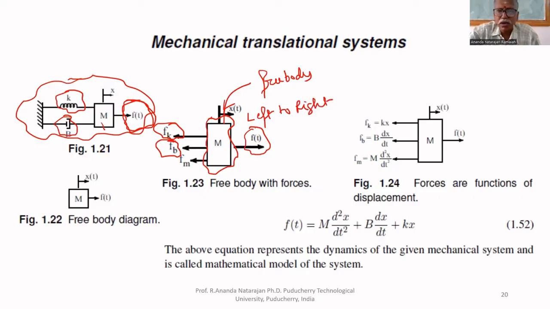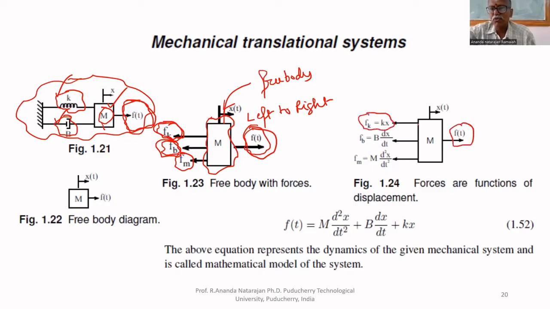Then what are the reactions? Because of this force only, there are reaction forces because of spring, dashpot, and mass. The first one is Fk because of spring. The second one is Fb because of dashpot. The third one is because of mass, there is a reaction force M. Here, all the forces are marked in the free body diagram.